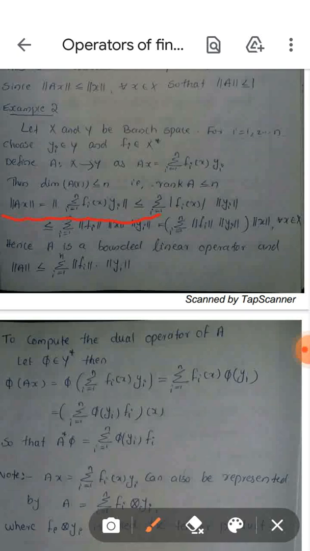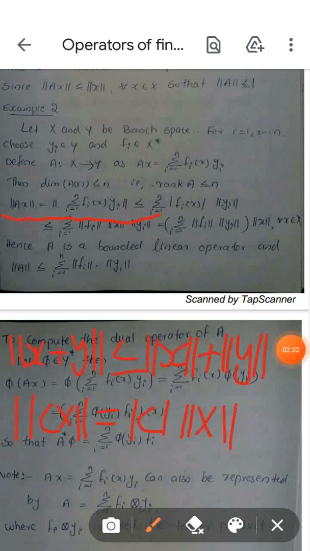Because here two properties are used, that is norm x plus y is less than or equal to norm x plus norm y, the triangle inequality, and scalar multiplication, that is norm cx equal to mod c into norm x. Using these two properties, norm Ax equal to norm of summation i equal to 1 to n fi of x yi is less than or equal to summation i equal to 1 to n mod fi of x into norm yi. This result is obtained by using these two properties.